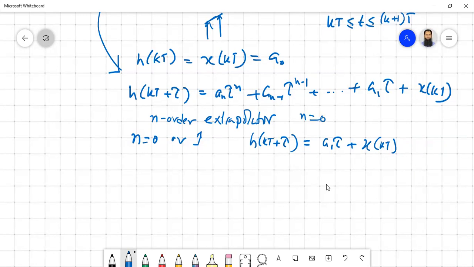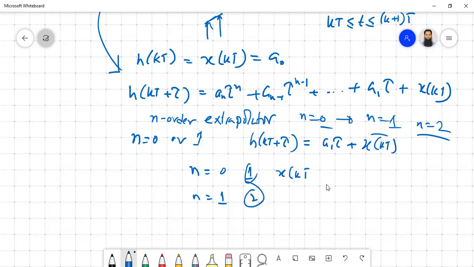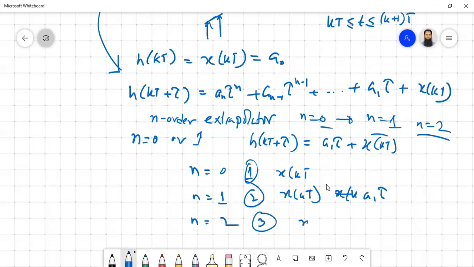If N equal to 0, then it is called zero order hold. If N equal to 1, then it is called first order hold. If N equal to 2, then it is called second order hold. So this is how it has been defined. Accordingly, if N equal to 0, only one previous value, that is x(kT), is required. If N equal to 1, then two values are required, that is x(kT) and the next value, a_1 tau. If N equal to 2, then it takes three values: x(kT), then a_1 tau plus a_2 tau squared. So this is how they are going to change. One more value than the order is being taken.